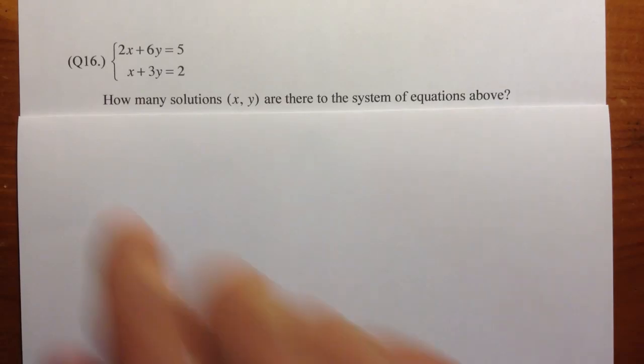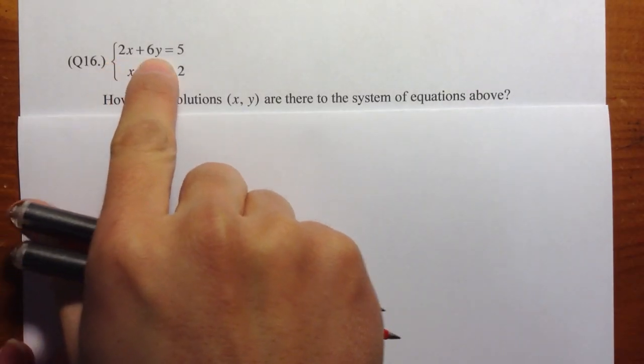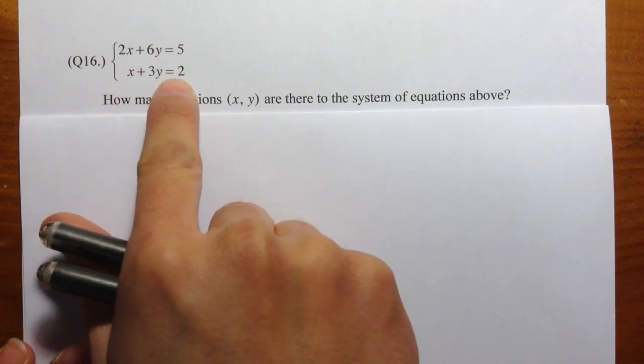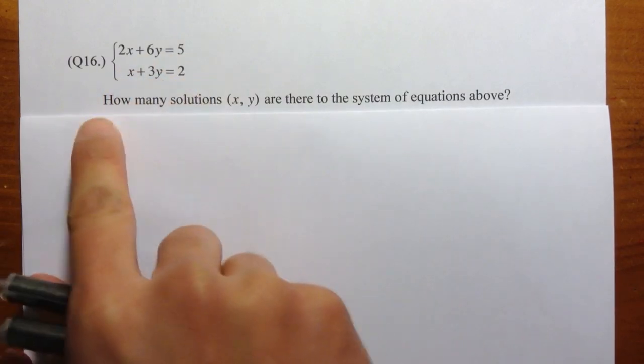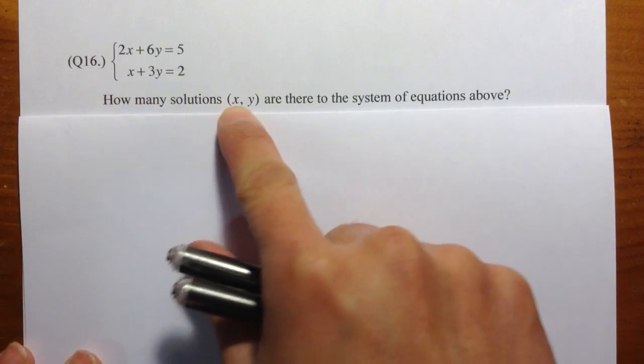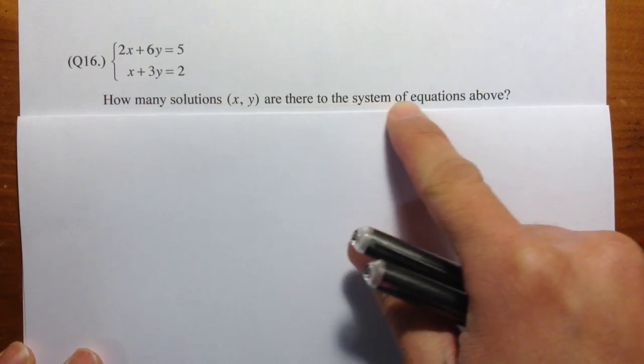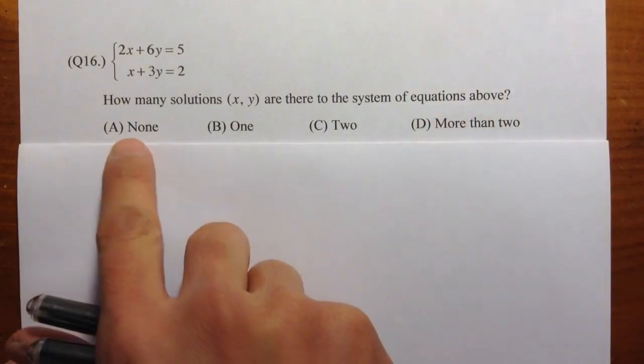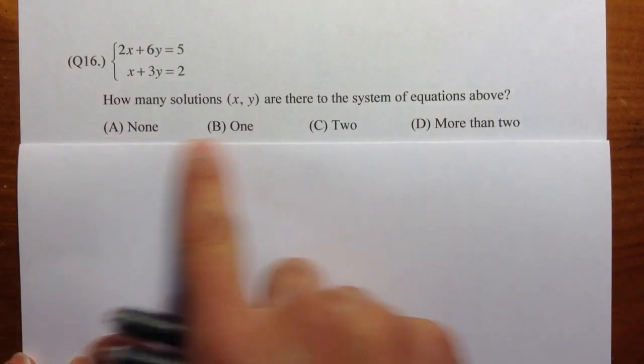Question 16. We are going to solve 2x plus 6y is equal to 5, and in the meantime, x plus 3y has to be equal to 2. We are trying to find out how many solutions x, y there are to the system of equations above. And notice that we don't know the answer choices.